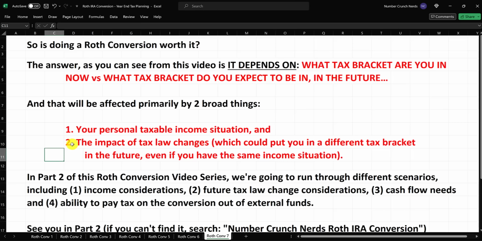But the second thing is the impact of tax law changes. This is another thing that can affect what tax rate you're ultimately going to be doing a Roth conversion at. The impact of tax law changes could put you in a different tax bracket in the future, even if you have the same income situation. Okay? That's what we're going to look at in part two of this video series.